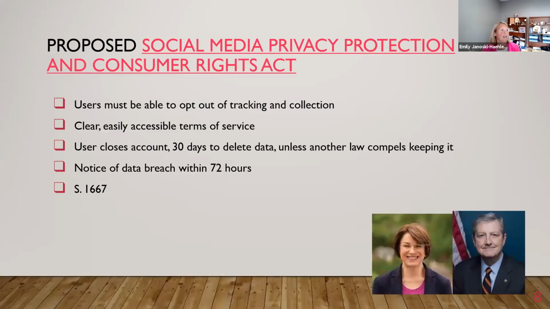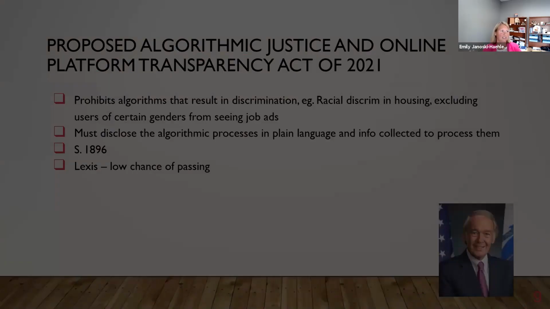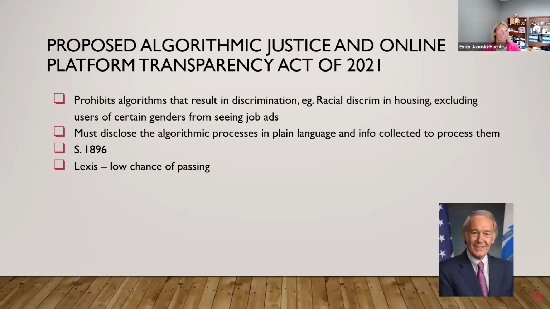And then we do look at monitoring federal legislation. So in the social media class, we were monitoring the Social Media Privacy Protection and Consumer Rights Act. We were monitoring the proposed Algorithmic Justice and Online Platform Transparency Act. So one of the things the students have to do during the class is monitor what's going on in Congress. Are there new bills being introduced on privacy? Where are these bills? And then in Lexis, if you go on, it will tell you the probability of the bill becoming law. Both of these had very low chances of passing.